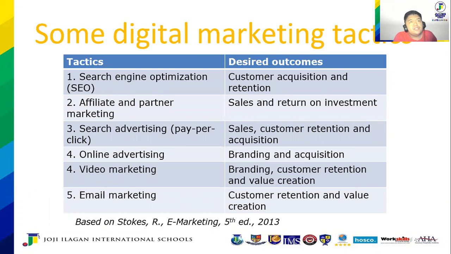Okay. So let us mention some of these digital marketing tactics. First is SEO, search engine optimization, and the desired outcome of SEO is to acquire and retain your customers. Second is affiliate and partner marketing. The outcomes of this, what you want to achieve, is sales and ROI, return on investment. Next is search advertising, PPC or pay-per-click advertising. What you want from this is to be able to sell, then retain and acquire some customers.